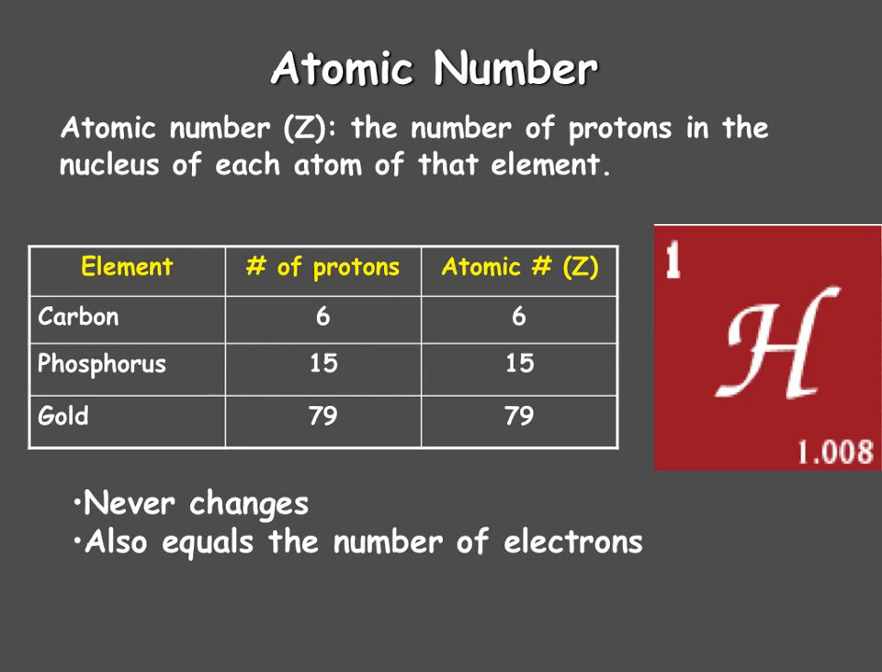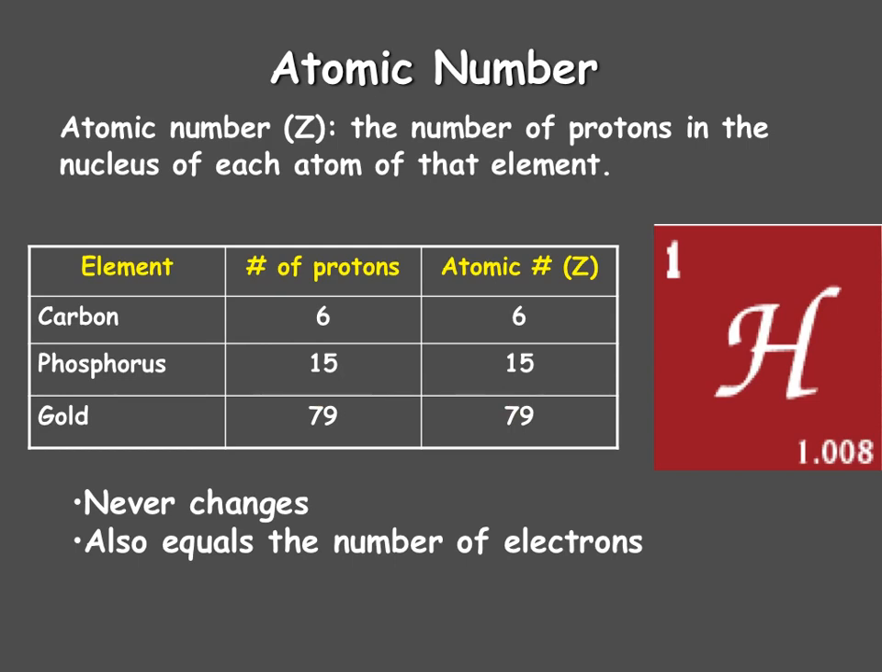But you guys probably are familiar with this again. You know that carbon has 6 protons, so its atomic number is going to be 6. So if you look on the periodic table, the number that you're going to see in the upper corner there for carbon is going to be 6. Phosphorus has 15 protons, so its atomic number is 15. Gold has 79 protons, so therefore its atomic number is 79.